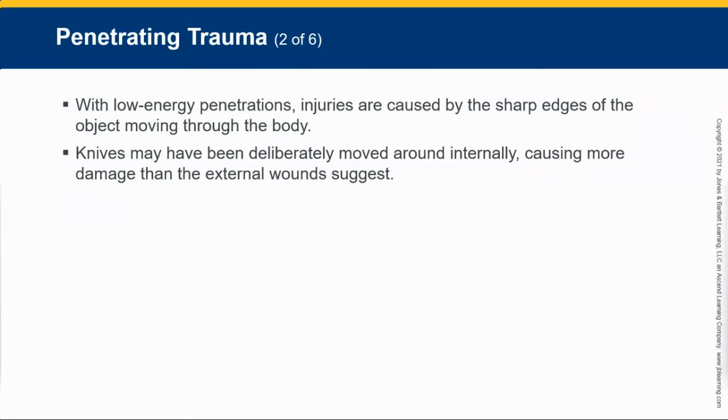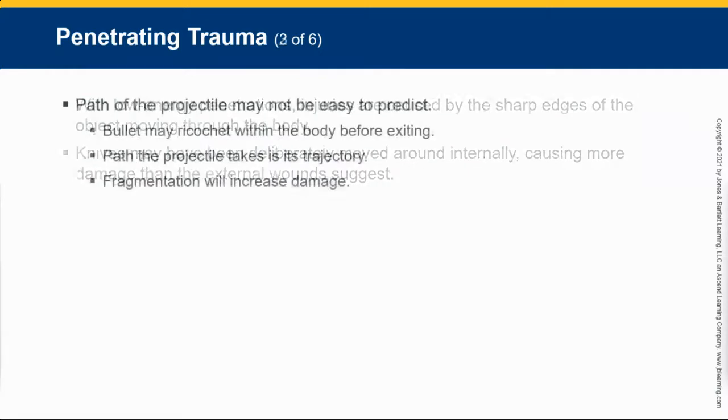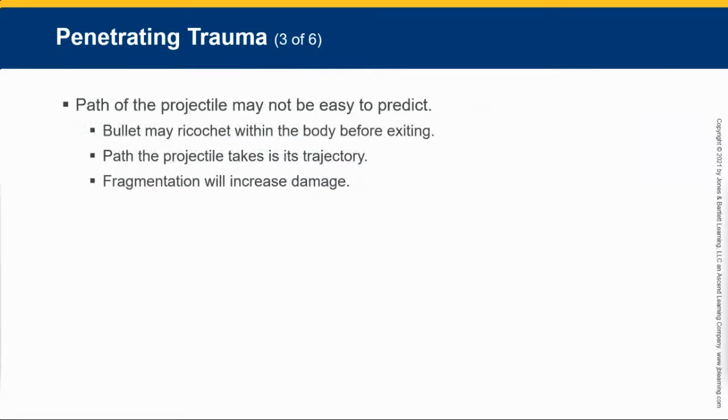Now, if someone has stabbed someone deliberately and moved the knife around, twisted it, or whatever, you can actually cause obviously more damage inside the body than the external wound would suggest, where we see just one external stab wound. You think about all the places the blade of that knife could have reached inside the body, and all those tissues and organs could have been involved. But these are low energy penetrations. Keep that in mind.